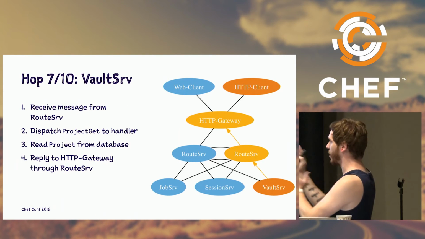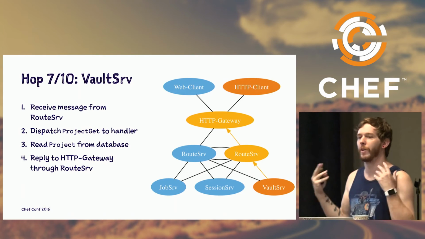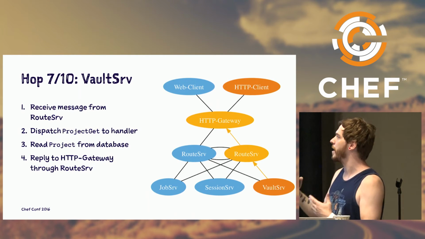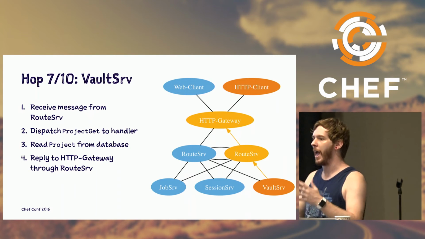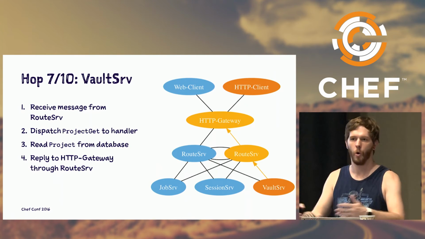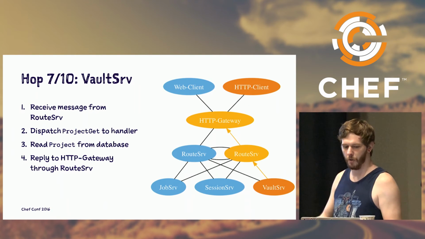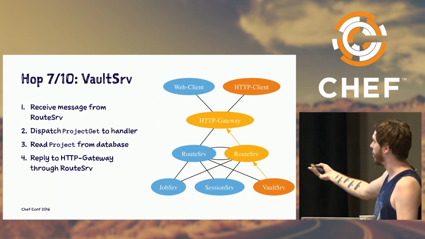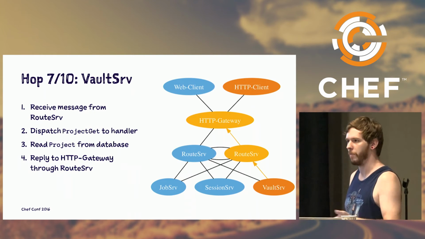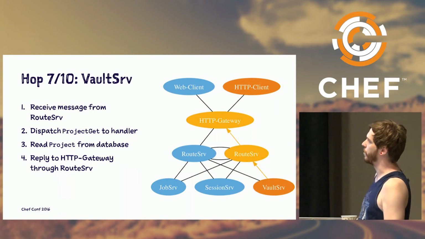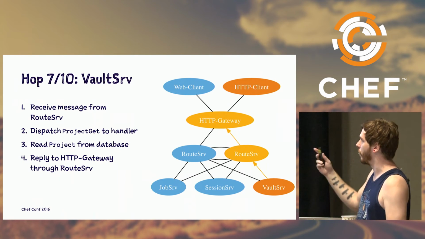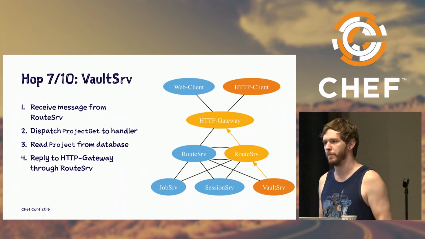What we were just talking about was project get. We were getting a project on the HTTP gateway through the Vault server to then be able to ask the job server, hey, I want to build a job based on this project, and that project is Core Engine X, let's say. So the Vault server receives the message from the router. It then dispatches it to a project get handler, just like we discussed before in the session server. It reads the project from the database, and it replies to an HTTP gateway through the route server. So the message comes back to the HTTP gateway.